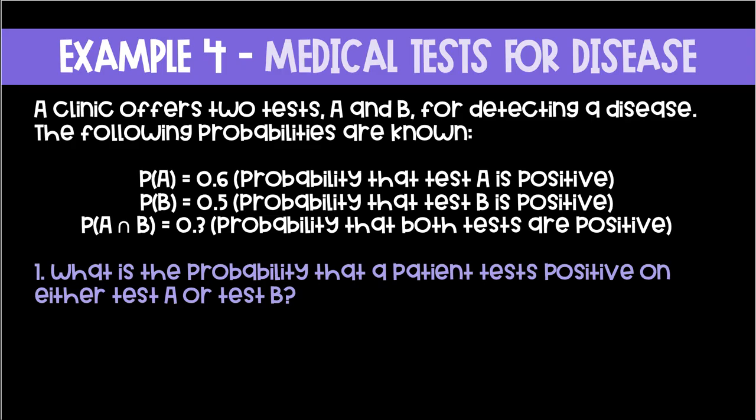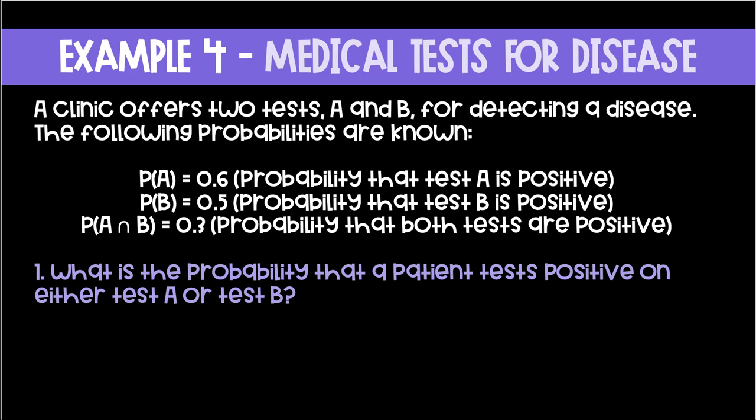Now, for example, a clinic offers 2 tests, A and B, for detecting a disease. We have a probability of 0.6 or 60% for test A being positive. We have a probability of 0.50 or 50% for test B being positive, and the probability for their intersection, meaning both A and B being positive at the same time, of 30% or 0.3. We want to find the probability that a patient tests positive on either test A or test B. Either test A or test B.